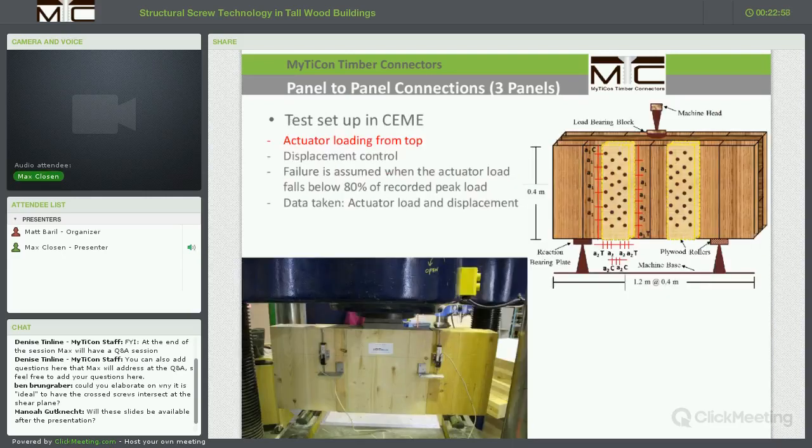The testing for the 3 panel members was with a simple actuator pushing down from the top. It is a displacement controlled loading procedure. We do assume failure of the connection after the load dropped to around 80% of the recorded peak load, and data recorded is of course the actuator force or load and displacement at 2 spots in the shear plane.